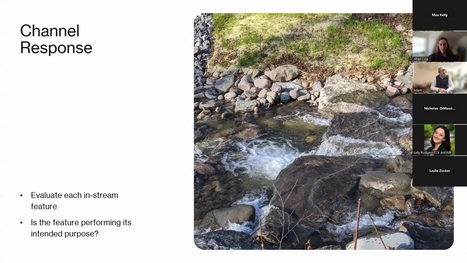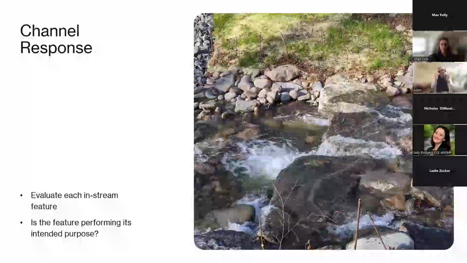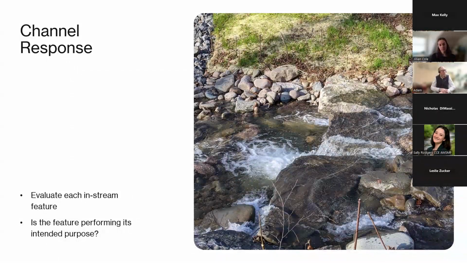Another potential channel response condition to be aware of is to evaluate each of the in-stream features that were included in a design and evaluate whether those features are performing their intended purpose. So in this instance, you're looking at a step pool morphology, and these larger rocks are used to hold that grade. These are going to be immobile under the design flow, but still allow sediment to move through the site. So have you seen where footer rocks that would be below the water surface have been undermined as a result of a scour pool forming? Has that compromised the integrity of that cross vein, boulder weir or step pool feature?